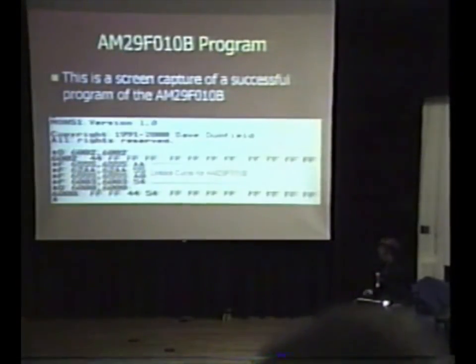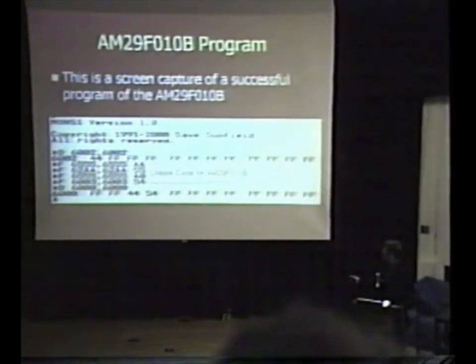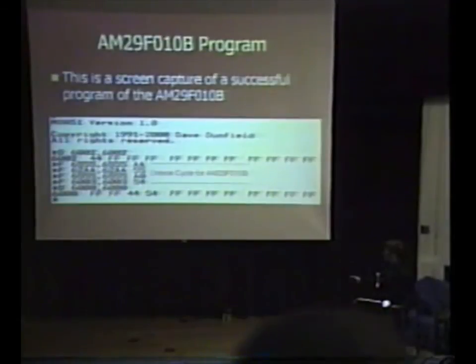To program it, it required 4 cycles right here. These 3 were specified by the specifications by the manufacturer. This is the value that I actually wanted to write to memory. These just tell the chip that I'm trying to write to it. So that's why they're the unlock cycles for the chip.